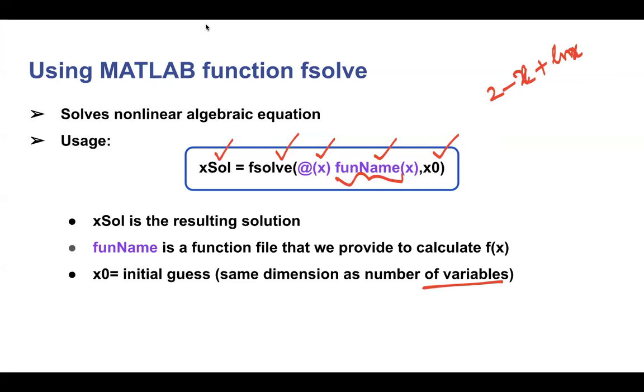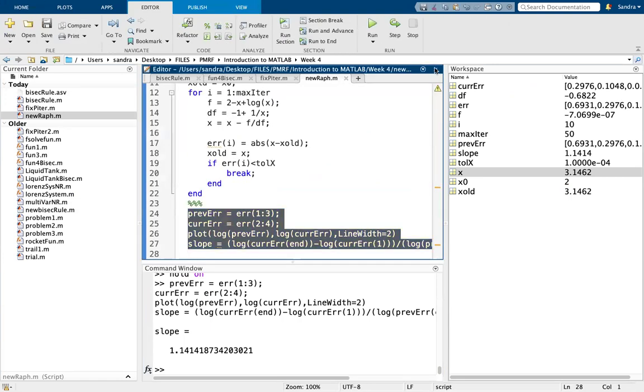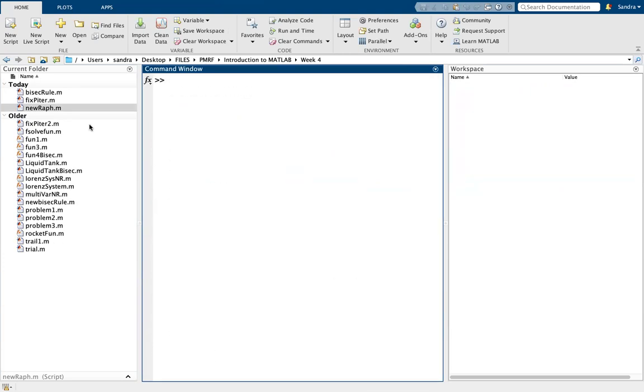Just give me a second. Let me just share Matlab. Let me just close all this. Clear. CLC.